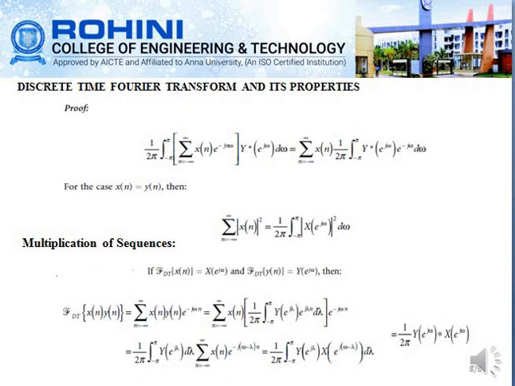Then which is equal to 1 by 2 pi integral minus pi to plus pi Y of e power j lambda d lambda summation n equal to minus infinity to infinity x of n e power minus j (omega minus lambda) n. That is equal to 1 by 2 pi integral minus pi to pi Y of e power j lambda into X of e power j (omega minus lambda) into d lambda. That is equal to 1 by 2 pi Y of e power j omega convolution of X of e power j omega.